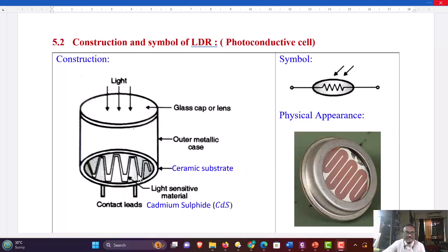It consists of a light sensitive material and a glass window. Through this glass window, the light is incident on the material. When the light falls on the material, its conductivity between the two terminals provided here changes. The change in the conductivity means there is a change in resistivity that can be detected by the signal conditioning circuit. And mostly that signal conditioning circuit is a Wheatstone bridge. The symbol of an LDR is shown here.